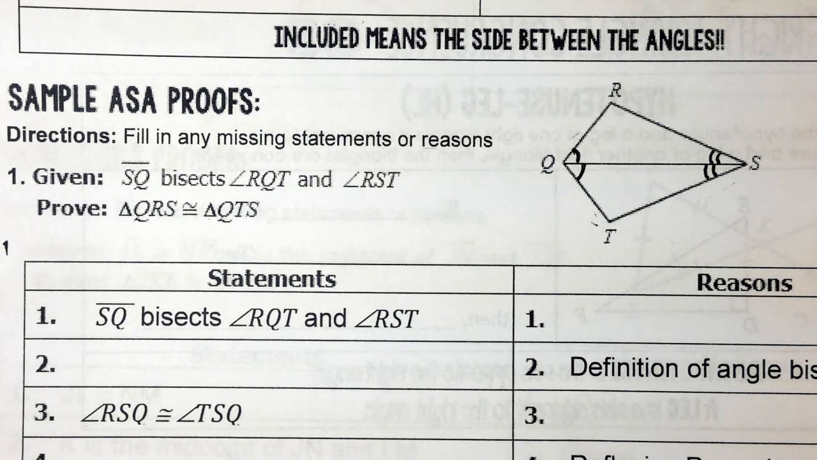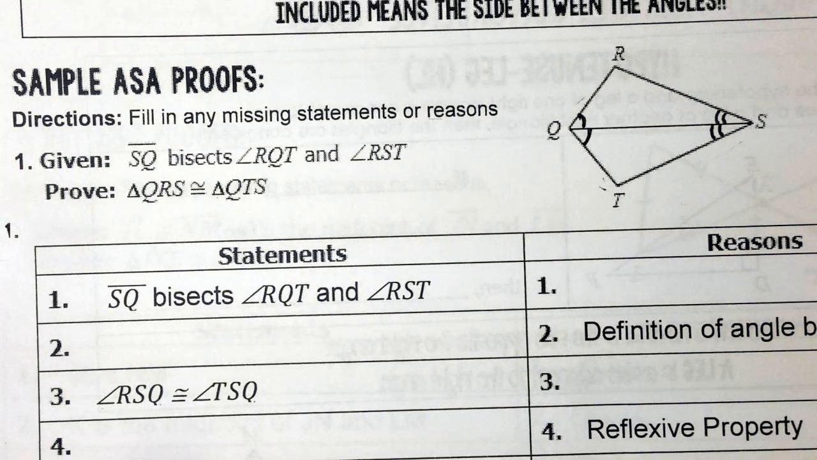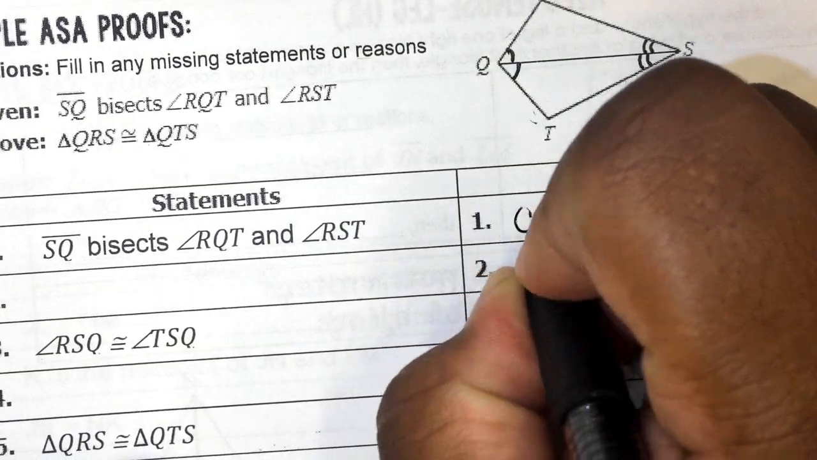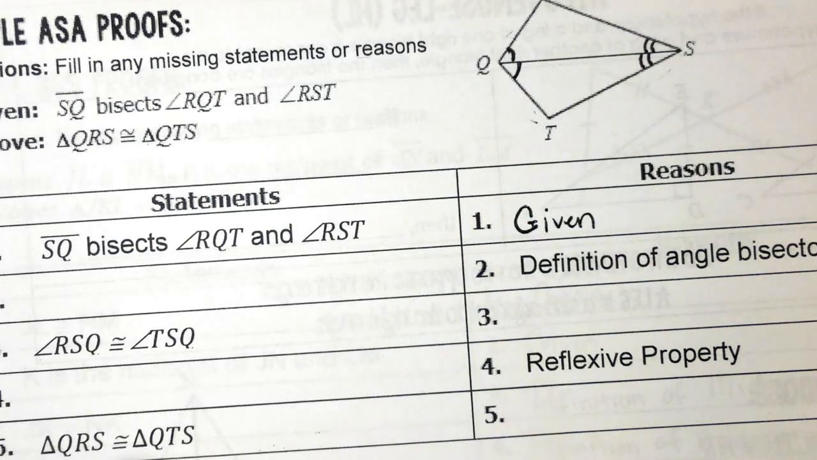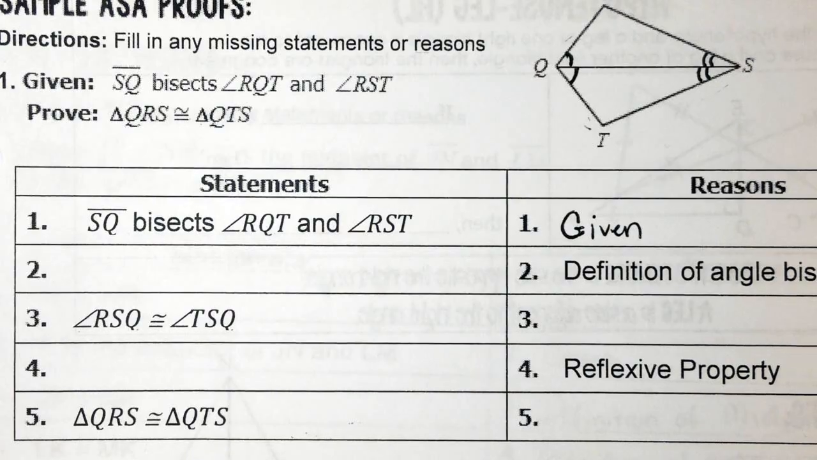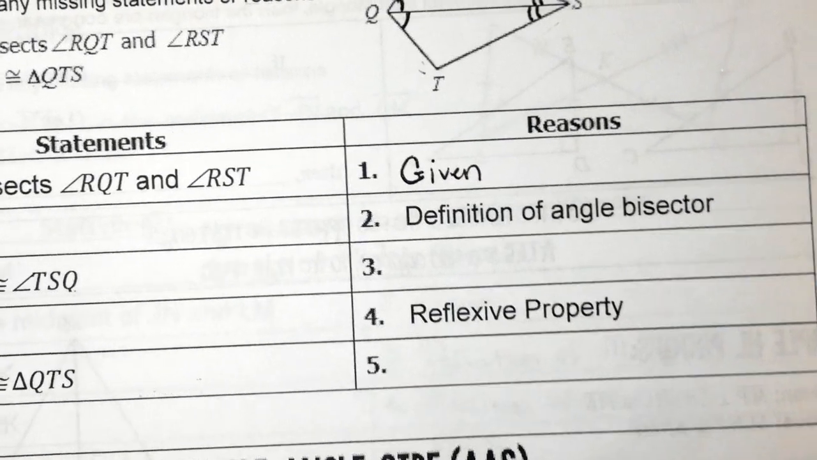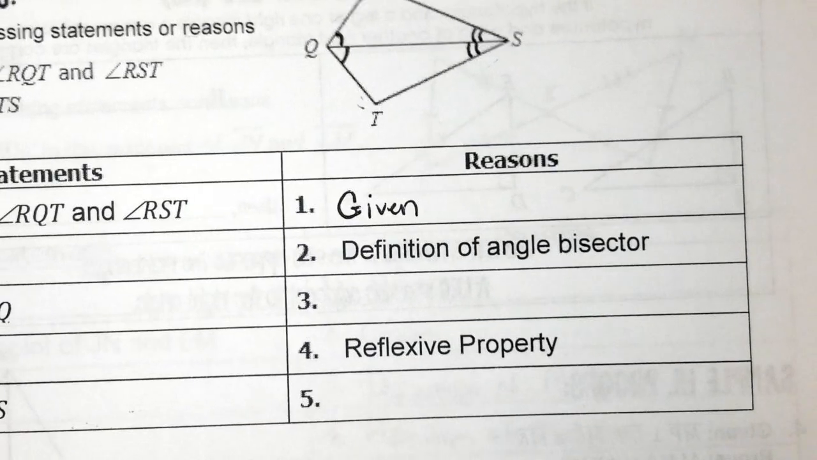Alright, so on this one, SQ bisects angle RQT and RQ angle RQS. The reason for that is what now? Given information, yes, given. Alright, then on the next line, the statement is missing, but the reason is definition of an angle bisector.